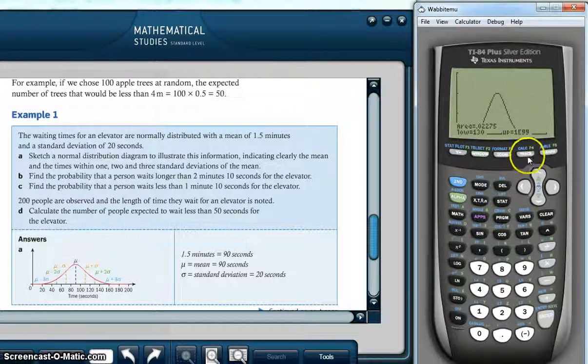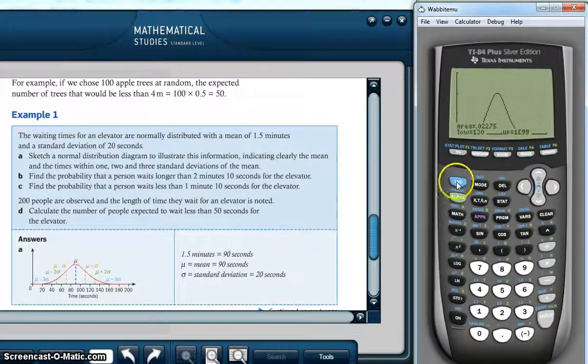Now, before you go on to your next question, what you need to make sure you do is go back and erase what you've done. Draw, clear. So it's gone. So now we can go back in. I'll do this last question. People that waited less than 50 seconds, I'm going to draw. My lower bound is going to be very small. My upper is 50. My mean was 90 with a standard deviation of 20. Enter, draw, and now it will redraw the picture.